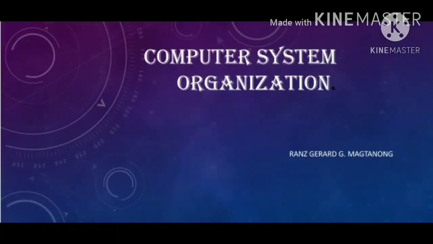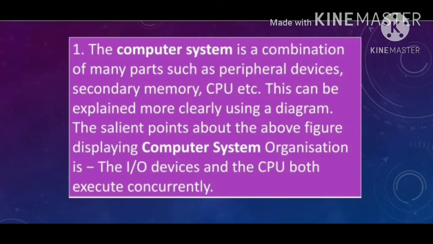Most favorite topic also in computer system organization is the introduction. Computer system organization. The computer system is a combination of many parts such as peripheral devices, secondary memory, CPU, etc. This can be explained more clearly using a diagram. The salient points about the above figure displaying computer system organization is that the I/O device and CPU both execute concurrently.